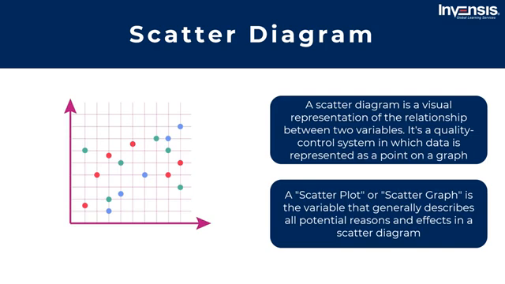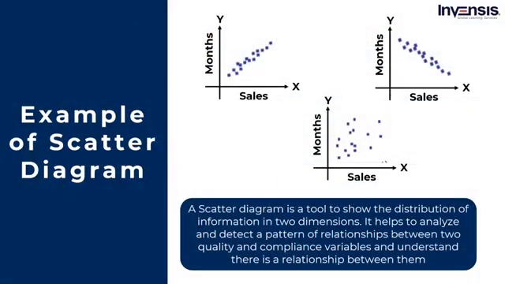If the variables are connected, the points will fall on a line. Correlation can be positive, implying that the points are increasing, or it can be negative, implying that the points are decreasing, or there might be no correlation at all. Here are a few examples of scatter diagrams.